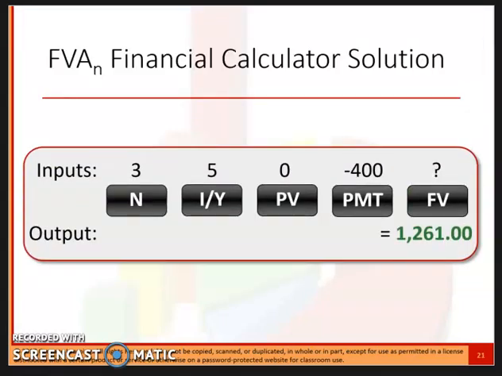The calculator example is very simple on our calculator. We've got 3 payments of $400, so it's 3 N. Our interest rate's 5%, so 5 I/Y. In this case, unlike before, we're going to use the payment key. That payment key tells us that this cash flow occurs every period. So our present value is 0. When we compute future value, just like before, compute FV. Compute is the key in the upper left-hand corner of your calculator.